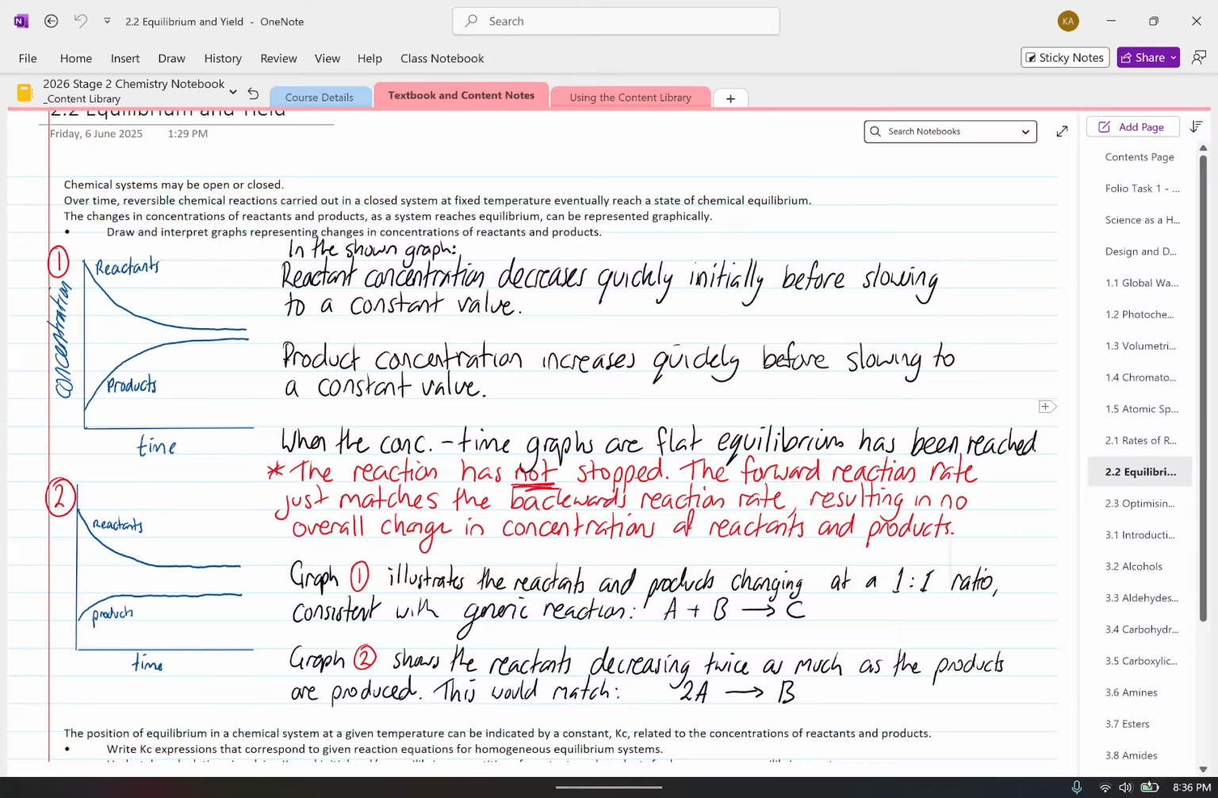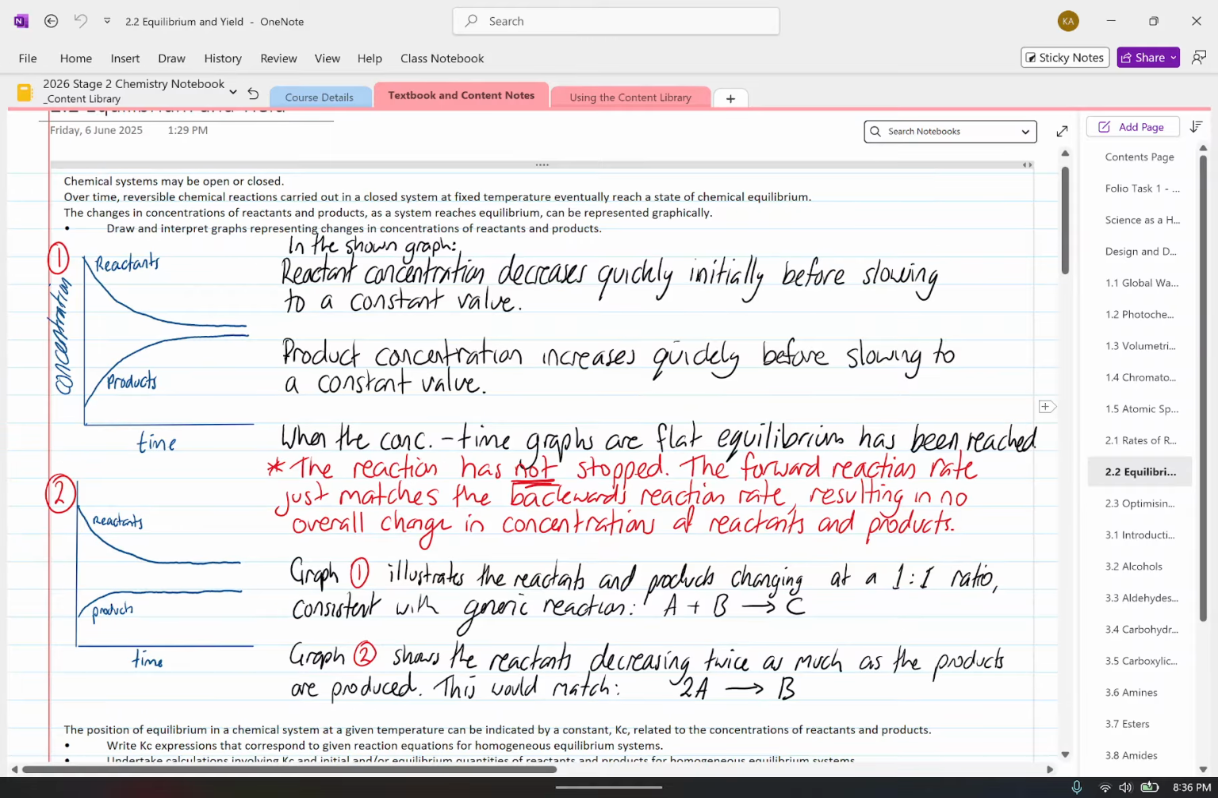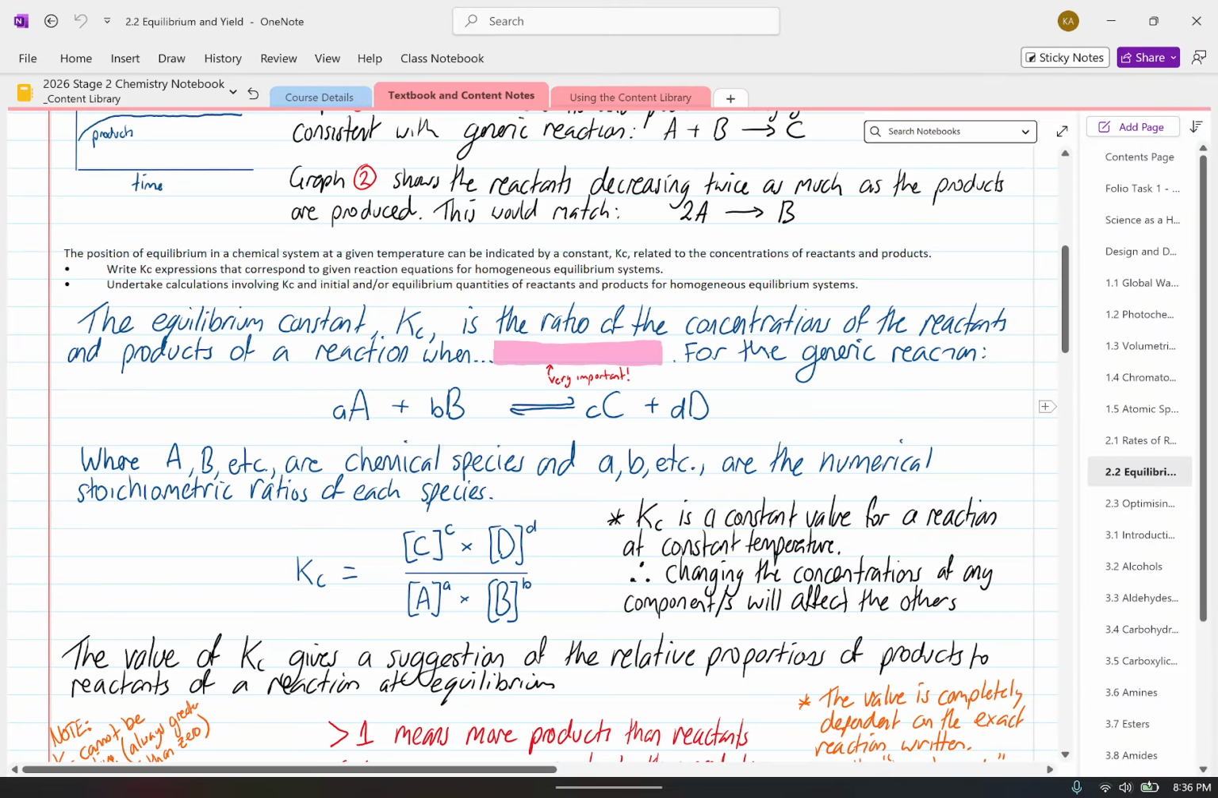And that's pretty much it for those concentration time graphs. So moving on to the next part, which is something called the equilibrium constant, or Kc. Now, Kc is what we call the equilibrium constant. So we have that just here. And it is the ratio of the concentrations of reactants versus the products of a reaction.